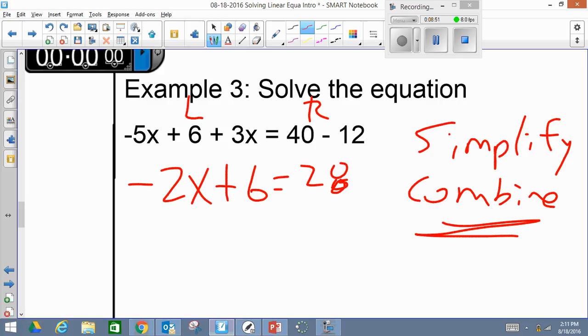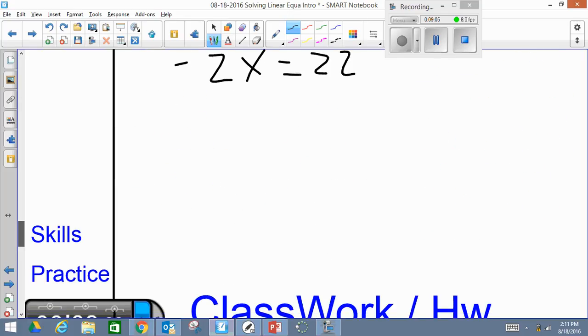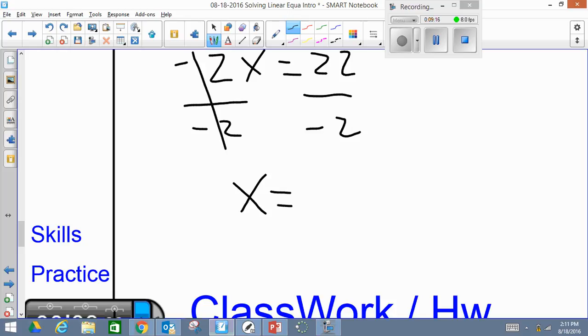Again, subtract 6 from both sides. Cancel out. Bring down the negative 2x. On the other side, 28 minus 6 is 22. Now the negative 2 is multiplying, so I have to divide by negative 2 on both sides. And the negative 2's cancel out. x equals positive 22 divided by negative. Positive divided by negative is negative. 22 divided by 2 is 11.